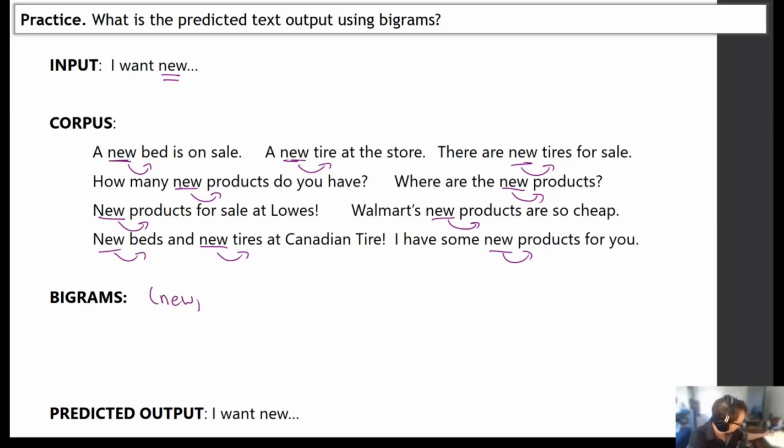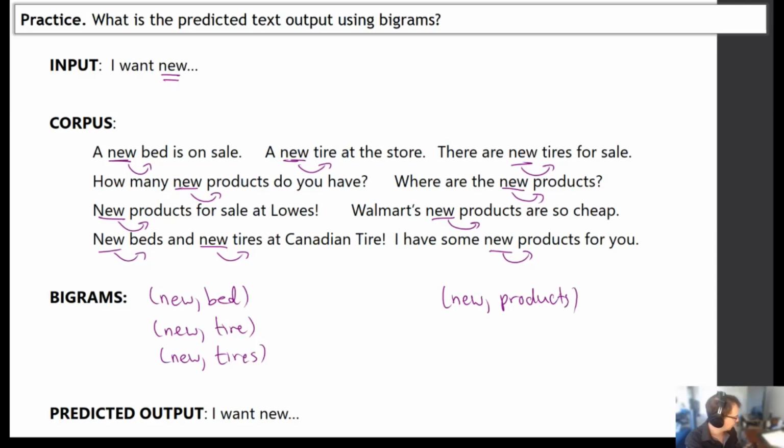So we have "new bed." We have "new tire." Because computers aren't very smart, "new entire" and "new entires" are going to be different words. They don't know the difference, at least not at this stage. "New products," "new products," "new products," "new beds." Ooh, there's a "new" in "beds." "New tires" and "new products."